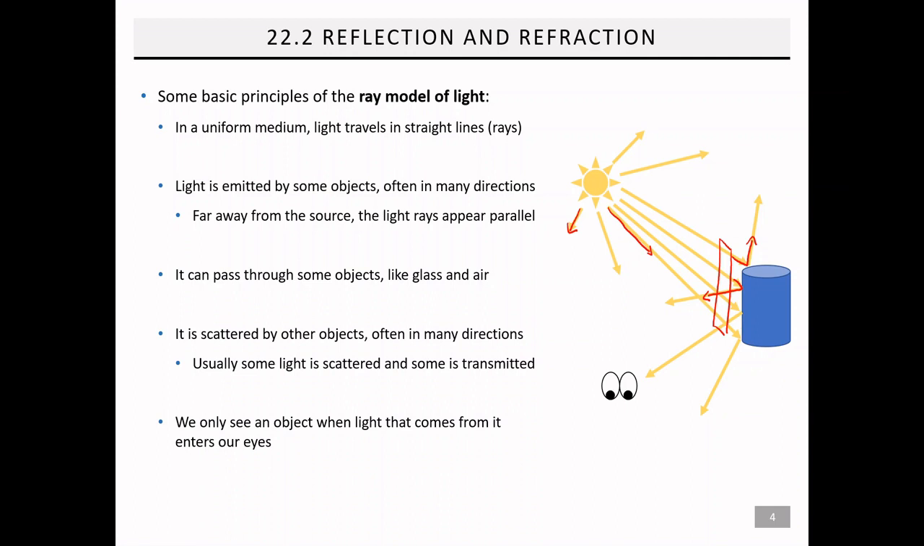Generally speaking, we find that some light is scattered, reflected off, and some of it is transmitted through. When you look at a pane of glass, most of the light comes through, of course, but you can also see a little reflection in the glass. So some of it is scattered off and some is transmitted through the glass. And then finally, we will assume that we only see an object when light comes from that object and enters our eyes. So in order for these eyes on the right side to see the blue cylinder, light has to come from the sun. It has to reflect off of the cylinder and then enter our eyes. And that's how we see the cylinder.